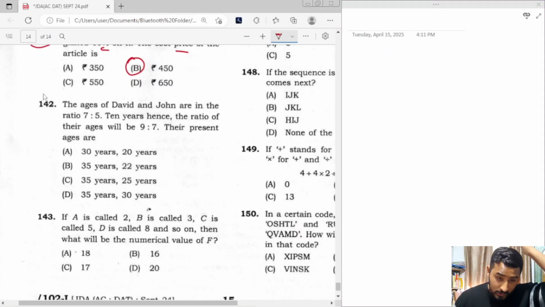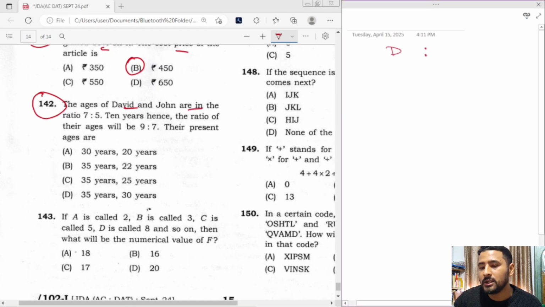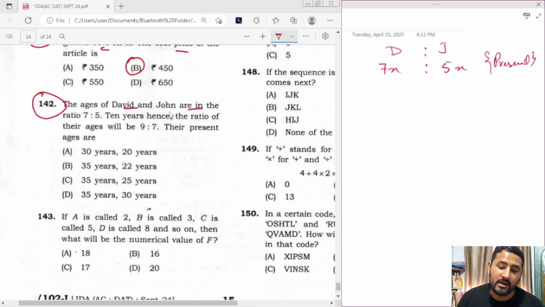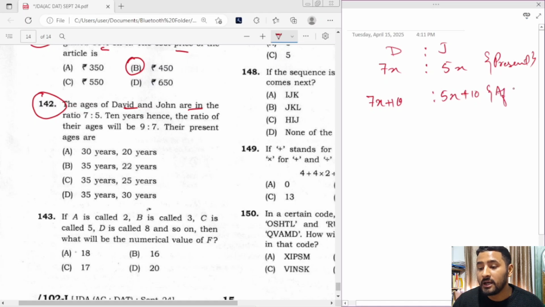Question 142. The ages of David and John are in the ratio 7:5. So you can take 7x and 5x. This is the present age. Okay, present age. 10 years hence. Now 10 years hence means 7x plus 10 and 5x plus 10. It means after 10 years. Okay, this is the age after 10 years.